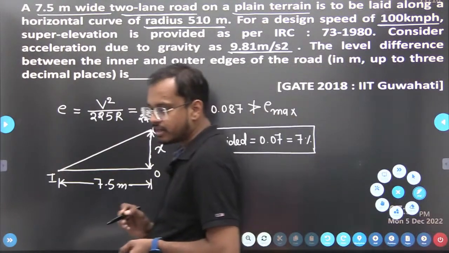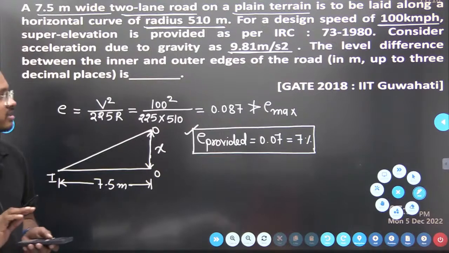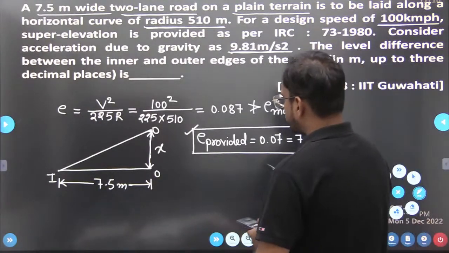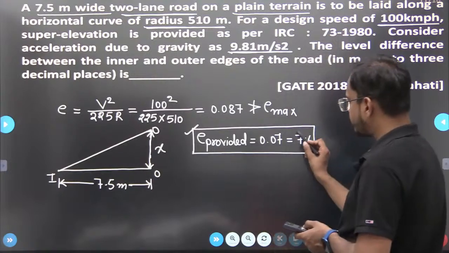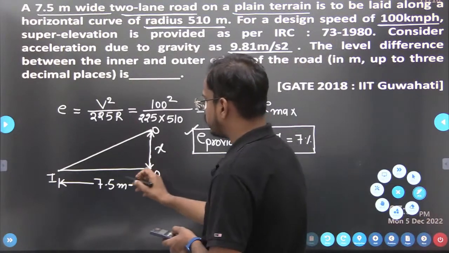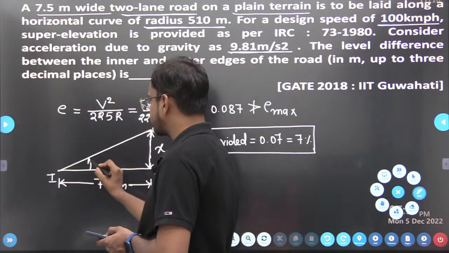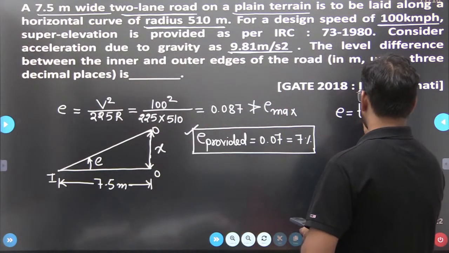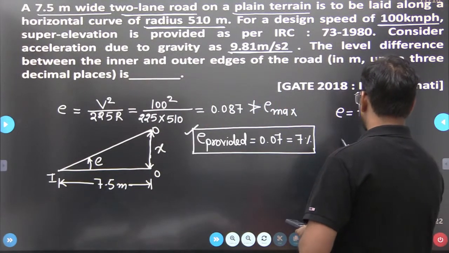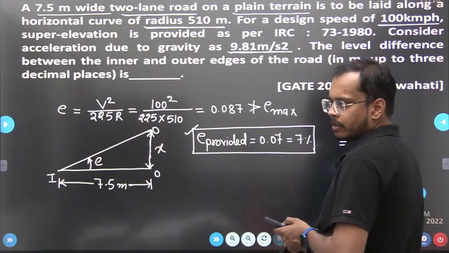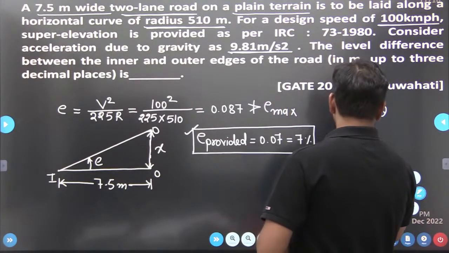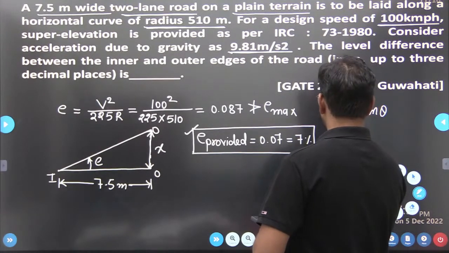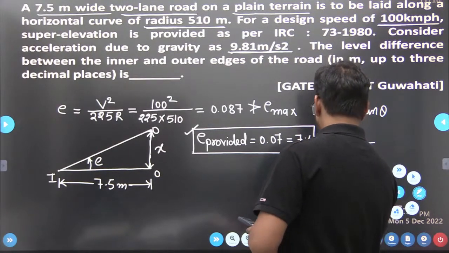Hence, extra widening is not considered. Clear? So now see here, please. If I am interested to calculate the value of X, we already know that the slope is called E, and E is equal to tan theta. Tan theta is equal to perpendicular upon base. So perpendicular is X, base is 7.5, and what is the value of E? E is 0.07.